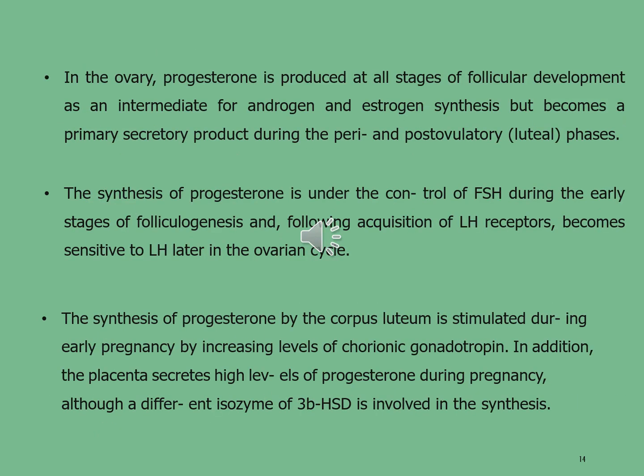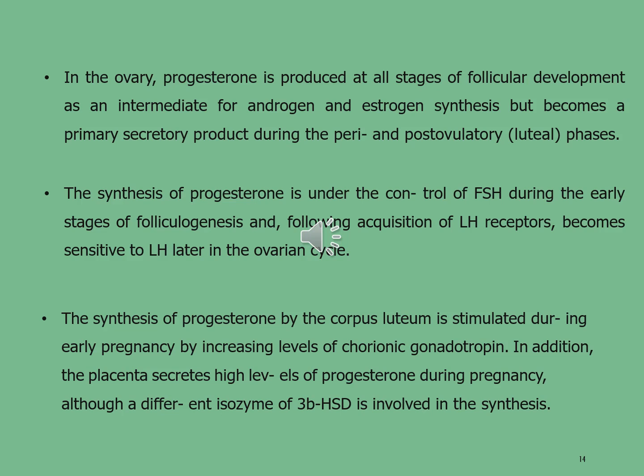In the ovary, progesterone is produced at all stages of follicular development as an intermediate for androgen and estrogen synthesis, but becomes a primary secretory product during the peri- and post-ovulatory luteal phases. The synthesis of progesterone is under the control of FSH during the early stages of folliculogenesis and, following acquisition of LH receptors, becomes sensitive to LH later in the ovarian cycle.